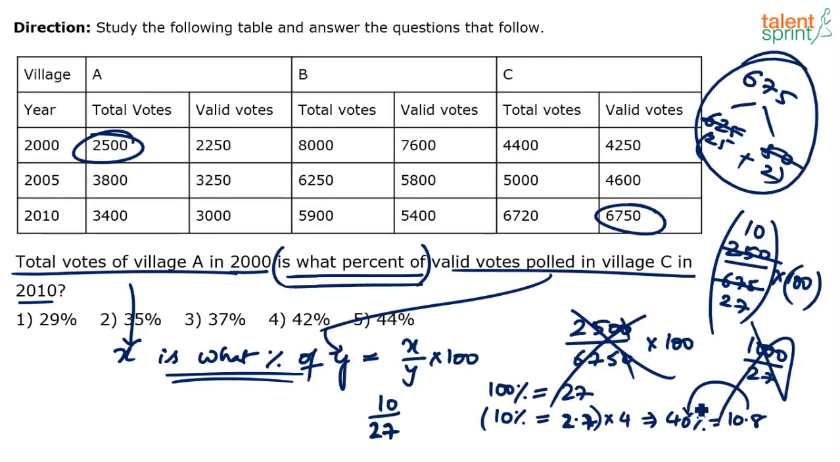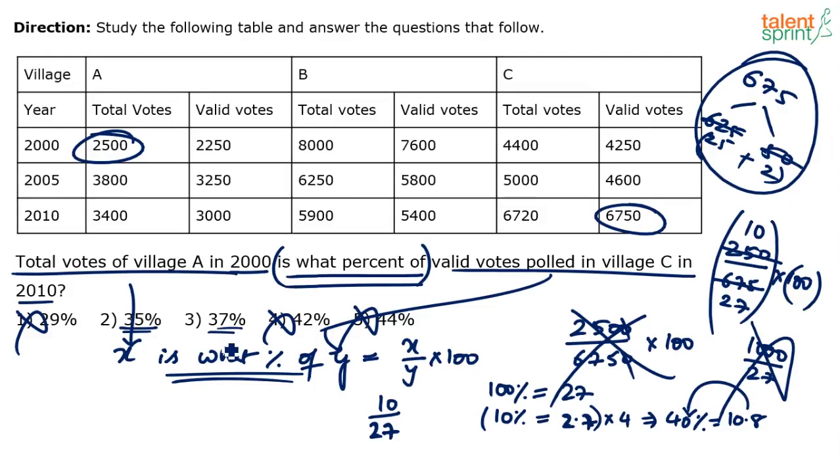This is approximate calculation. We are trying to eliminate the wrong answers. If the numerator is 10.8, then the answer would be 40%. But the actual numerator is less than 10.8, so the answer should be less than 40%. Immediately option 4 and option 5 get cancelled, and option 1 also gets cancelled. It should be less and very close to 40%. So the question now is, is it 35 or 37?